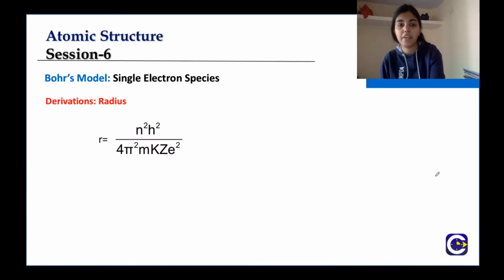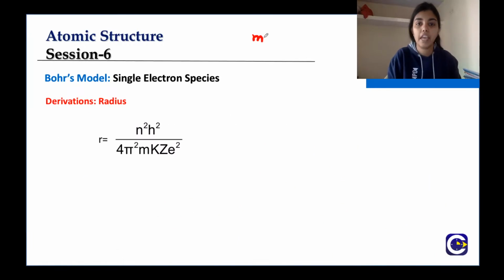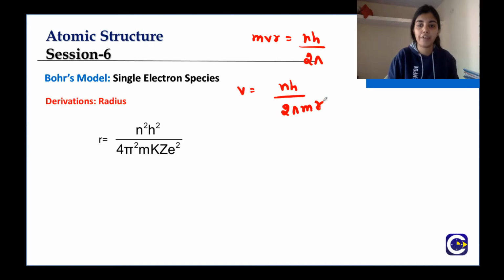Now the second one. We know that MVR equals nh by 2 pi. That means angular momentum is equal to an integral multiple of h by 2 pi. Now from here, calculate V. It will be equal to nh by 2 pi mr. Now square it. V square will be equal to n square h square divided by 4 pi square m square r square.